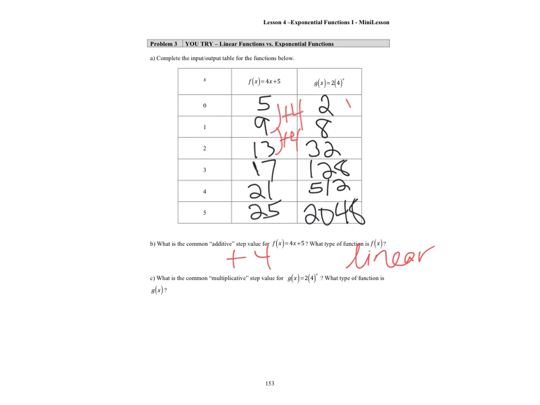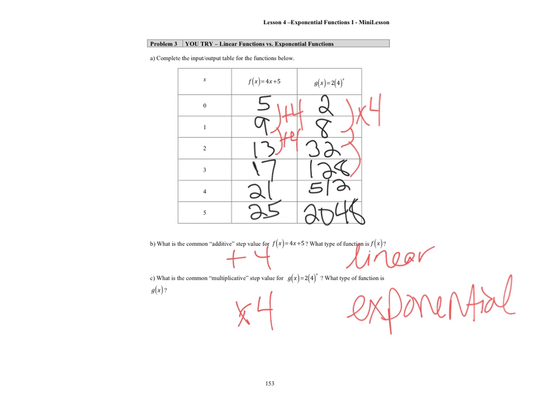And for this one, hopefully you recognized that as times 4. 2 times 4 is 8. 8 times 4 is 32. 32 times 4 is 128, and so on. So it's multiplying by 4, and that makes it exponential. All right.